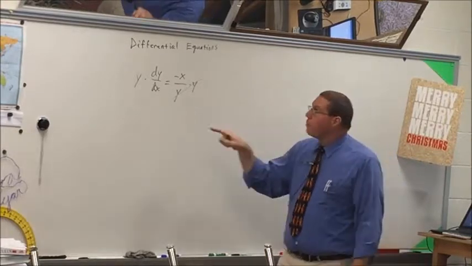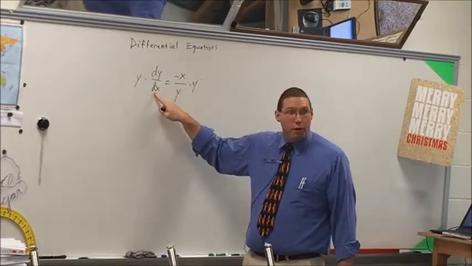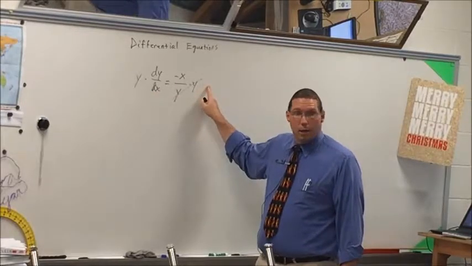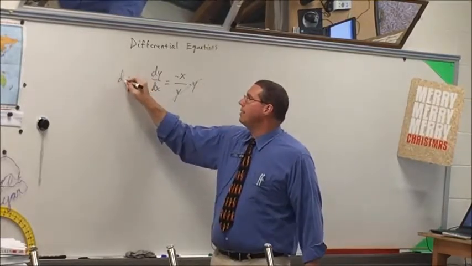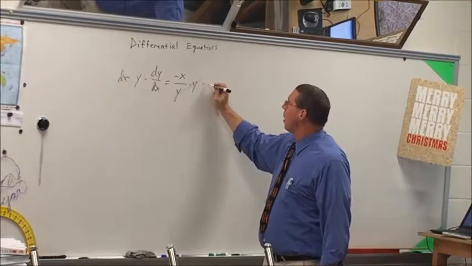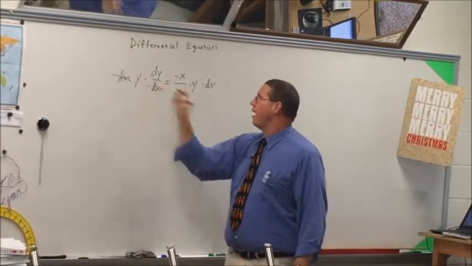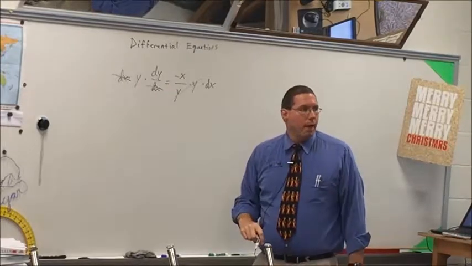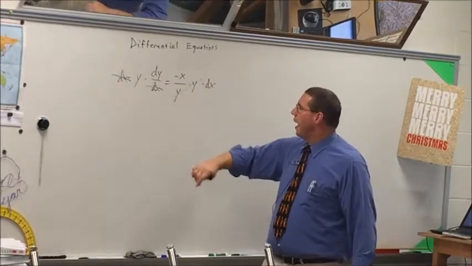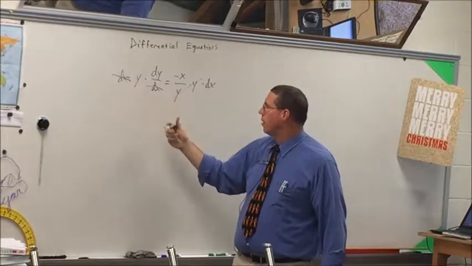I need to multiply both sides by dx because I have an x over here and I need it on the other side. So I'm going to multiply by dx over here, and I'm going to multiply by dx over here. Over here, it's going to cancel the dx. And now I can carry everything down. What is left over here? What remains?